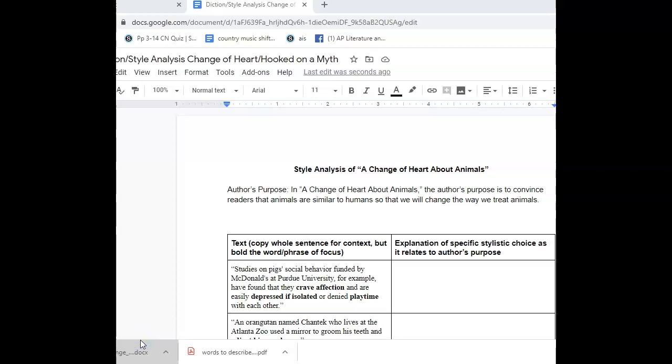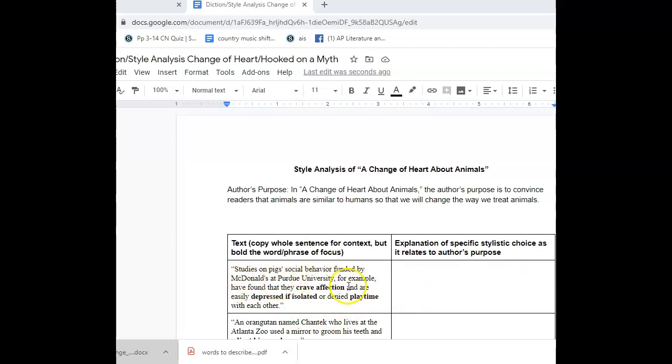Alright, then our next step is to look at the text and determine some sections that we want to point out where the author uses a specific diction, word choice, or certain stylistic device, and how they're trying to convince or persuade you by using these devices. So the first one is going to be looking at the diction of this sentence here.